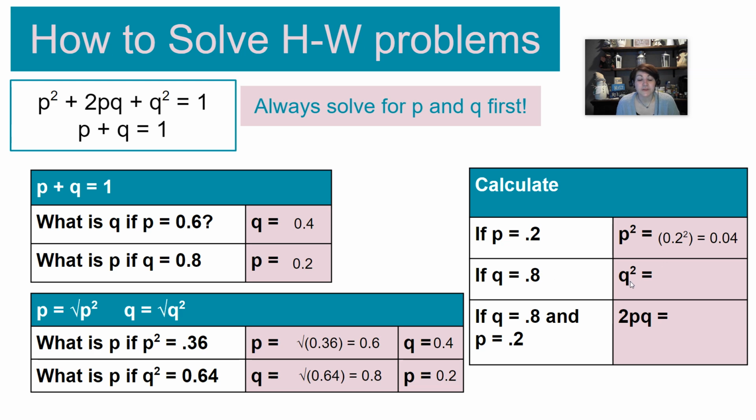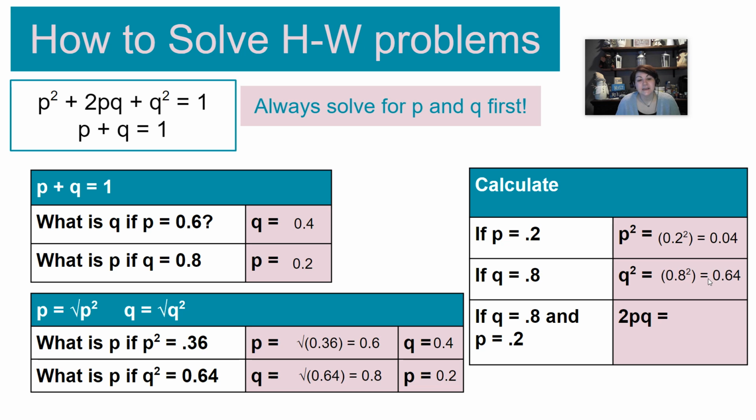Same thing is true to find Q squared. So if I know what Q is, 0.8, because P was 0.2, then I can just square that. 0.8 squared gives me 0.64, which tells me that 64% of the population has the homozygous recessive genotype or the recessive trait.